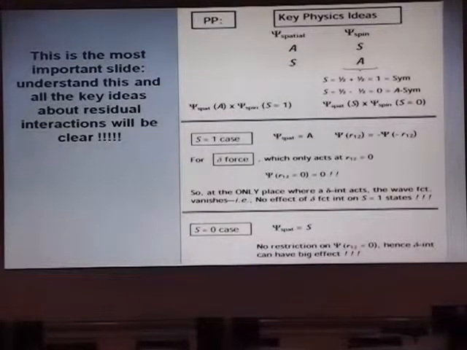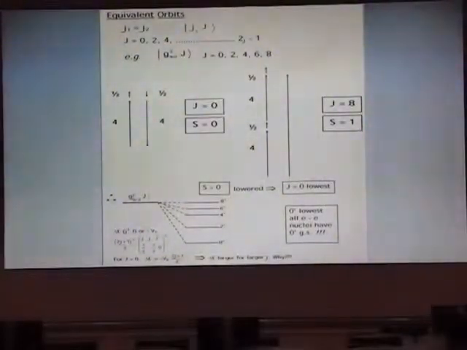The other case, S equals 0, is simple. The spatial part is symmetric, there's no restriction, and so you can have an effect. Now let's put this in practice. Let's do a case for two particles in a g9/2 orbit.